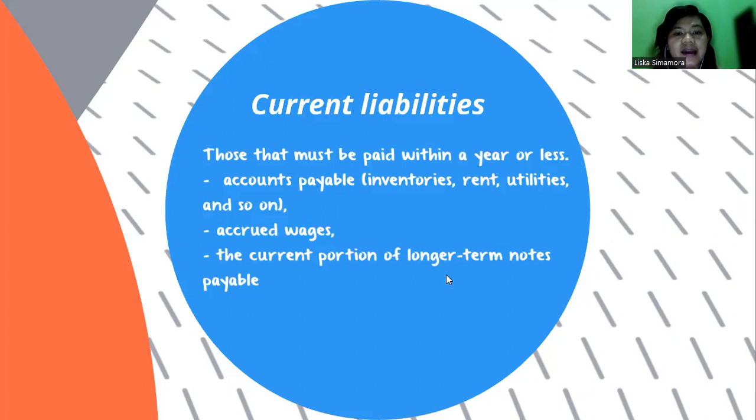Okay, the kinds of current liabilities are accounts payable, such as for inventories, rent, utilities, and so on. Maybe you rent the land, then you have to pay the rent every year, and also some kinds of inventories as well. And in current liabilities there are also accrued wages. Okay, you have to pay that within a year or less, or maybe every month. And the current portion of long-term notes payable, something that is stated as long-term, but you have to pay currently. Okay, so that is called current liabilities.